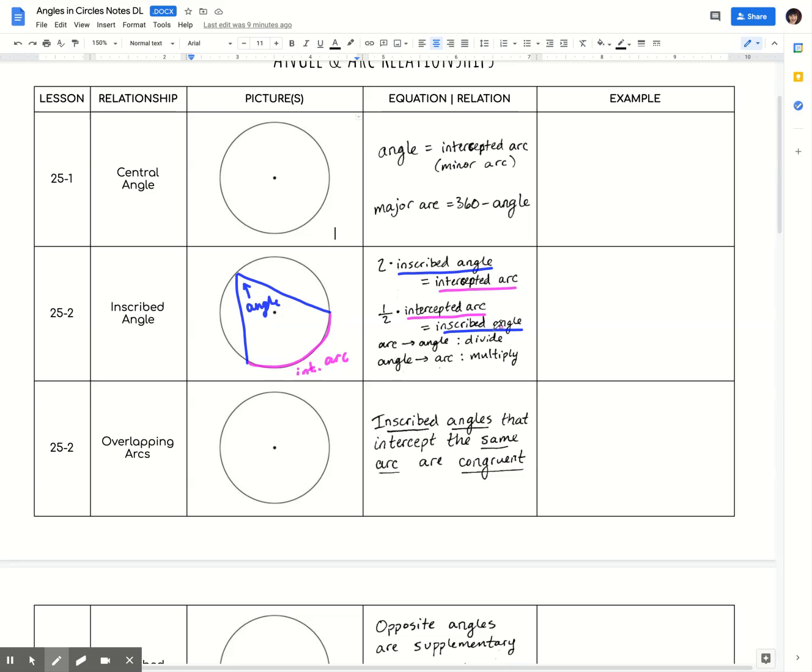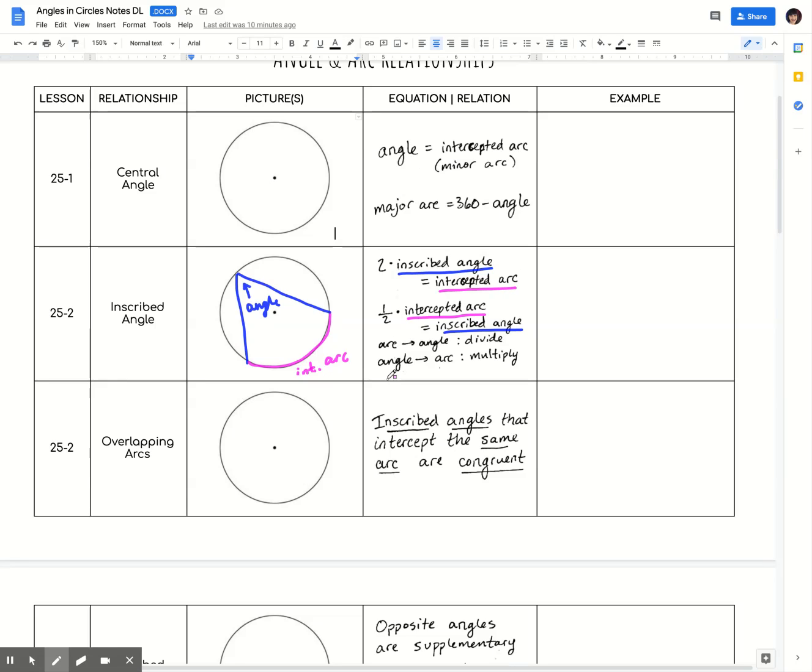So if you want to know the inscribed angle or the intercepted arc, the key equation is here: if you take the angle and multiply it by 2, that will give you the intercepted arc. So the arc is double the measure of the angle. And likewise, going backwards, if you know what the arc is and you want to know the angle, then you take the arc and cut it in half to get the angle.